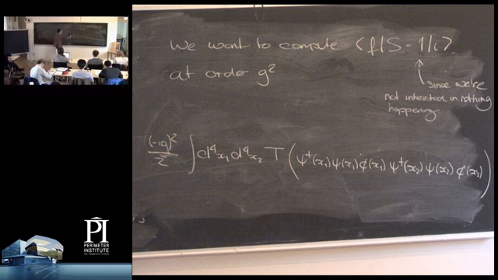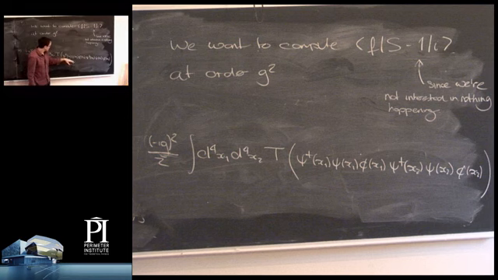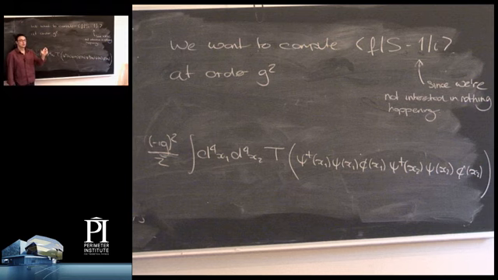Okay, so what do we do? We do Wick's theorem. Wick's theorem says that the time-ordered product is equal to the normal-ordered product plus all possible contractions. Okay? Plus all possible normal-ordered contractions.